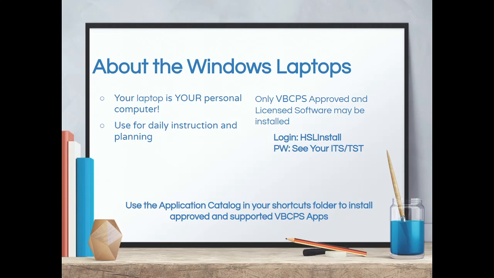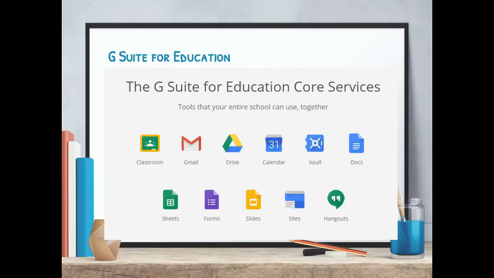And we do have access to something called the application catalog. It has lots of software that are some of the standard things that you need for the district. To find that, just click on the search button and type application catalog. It'll come up and there will be a list of software that you can install. Those you don't need the install password for, and you can install anything on there. Those are all approved software.